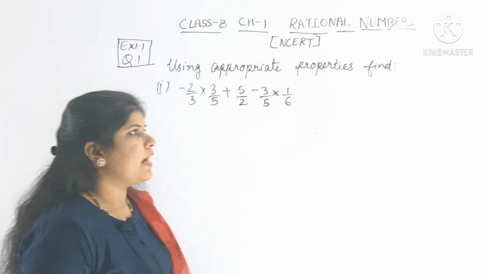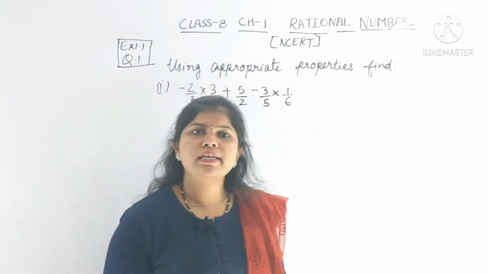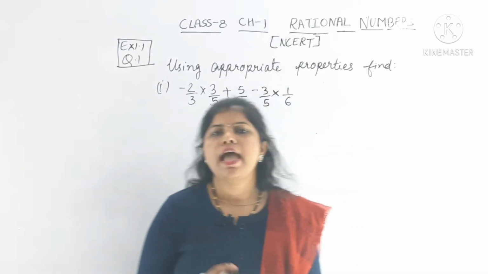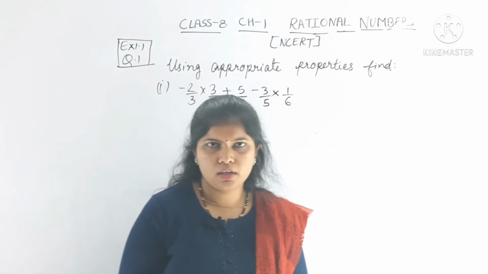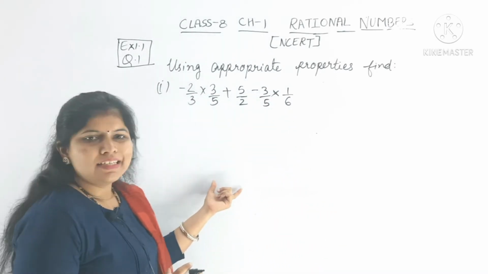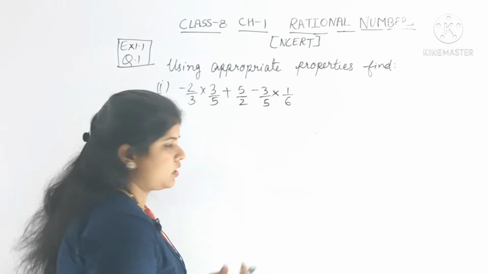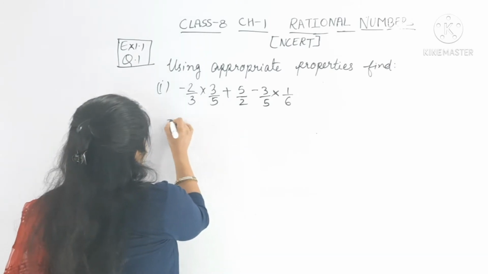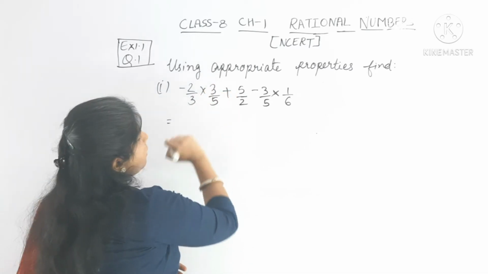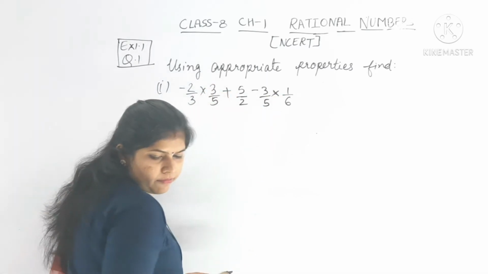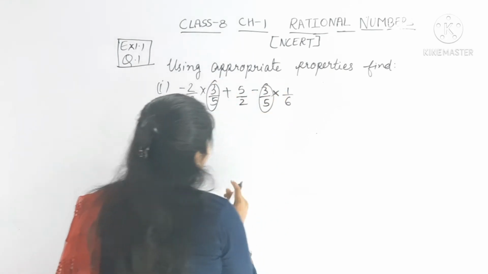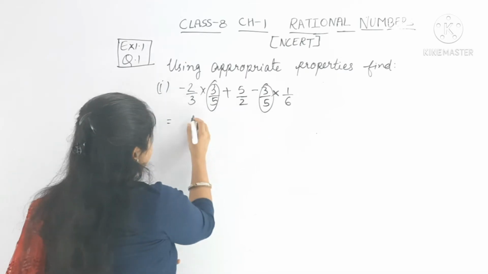So I had told you some properties in the introduction video: the closure property, commutative property, associative property, distributive property. Some properties are there, so that we can easily solve these equations. So let's see. Here you can see this is 3 by 5, and here is also 3 by 5. So I can take common here.